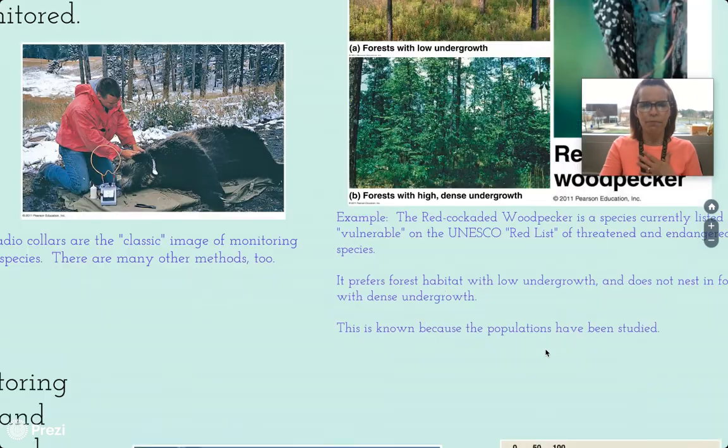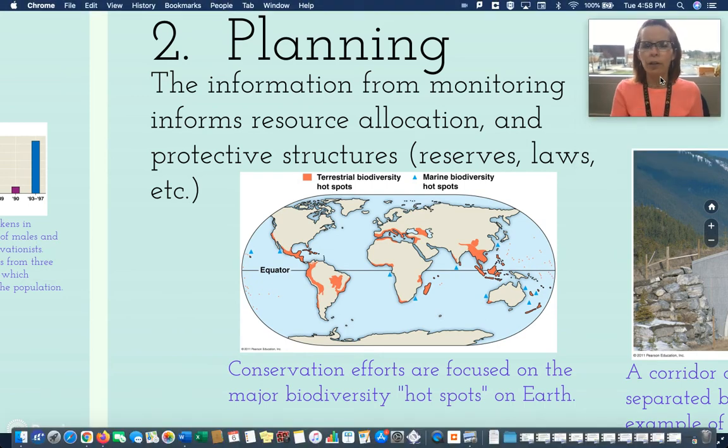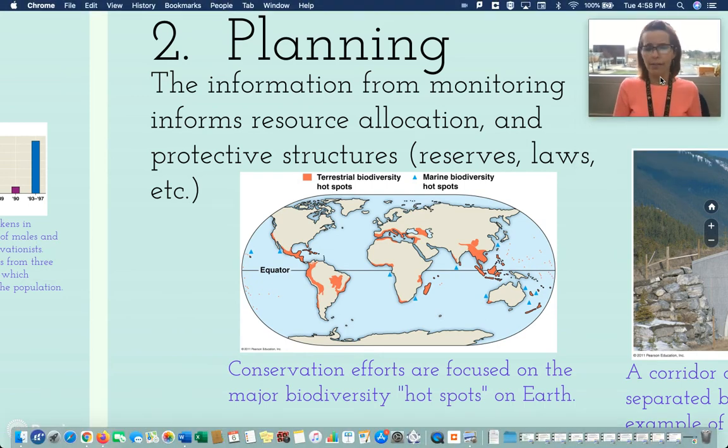All right, moving on. So then we need to plan, and we need to plan where to put reserves, where to put national parks, that kind of thing. What they're identifying in this map are called the biodiversity hotspots. A hotspot is an area that has extreme levels of biodiversity, and so they are the most important ecosystems on our planet for us to protect. So there are marine hotspots, and there are terrestrial or land hotspots. So those are just giving you some ideas.